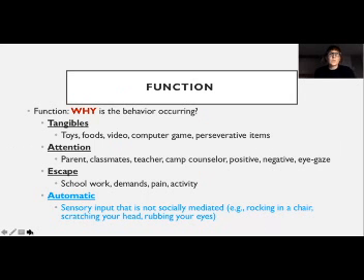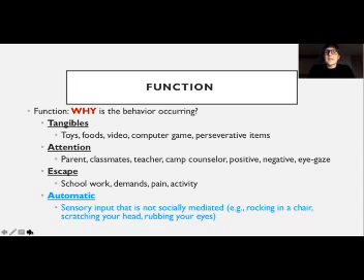So there are 4 different functions of why humans engage in behavior. So the first one is tangible. People can often engage in a behavior in order to access a toy or a certain type of food or a video or a computer game, or maybe they perseverate on an item. Maybe they're obsessed with fire trucks, so they're just always looking for fire trucks in books, or they're talking about them nonstop because they want to get them.